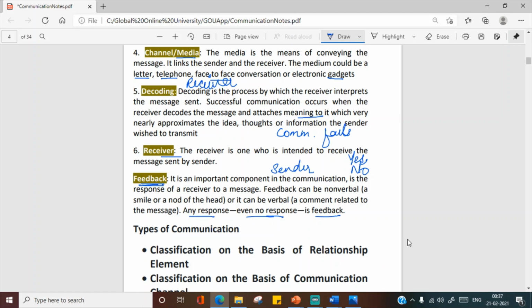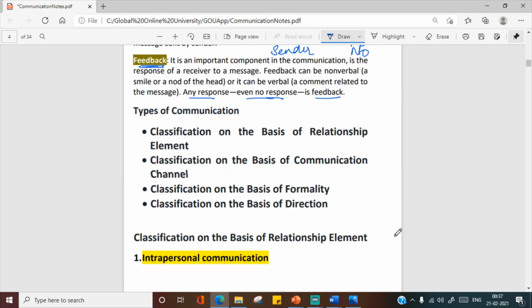Now let's talk about the various types of communication. So this is also a very important part of this unit, where communication is of different types. The classification is on the basis of relationship element, on the basis of communication channel, basis of formality, and the basis of direction. So first let's talk about classification on the basis of relationship element.